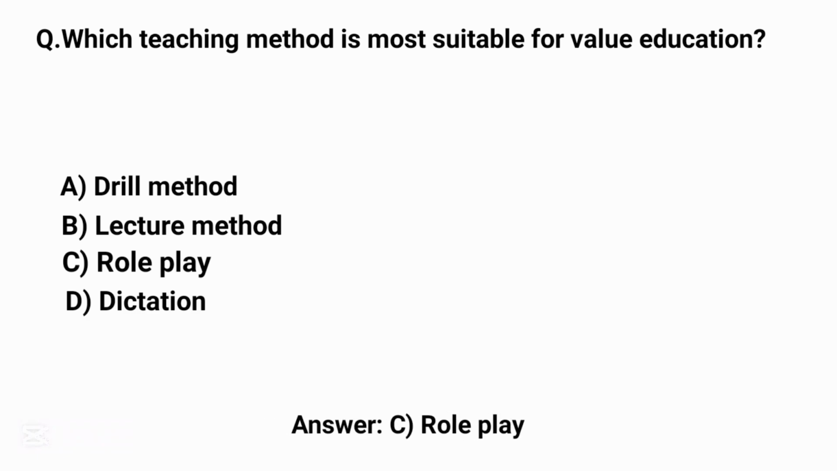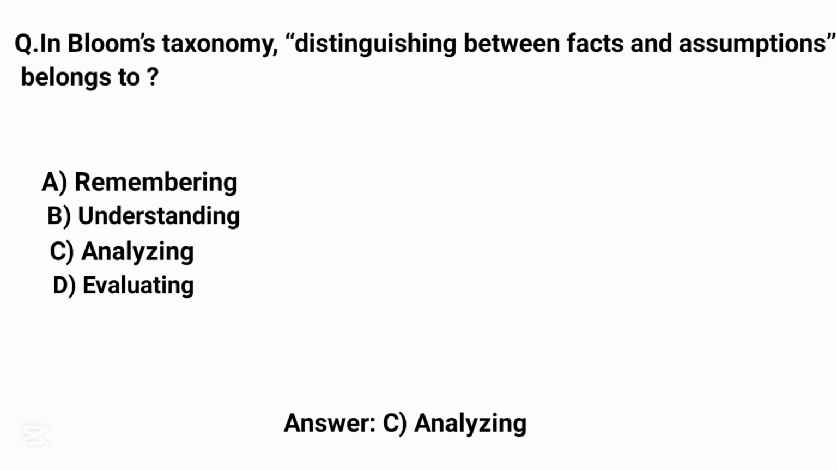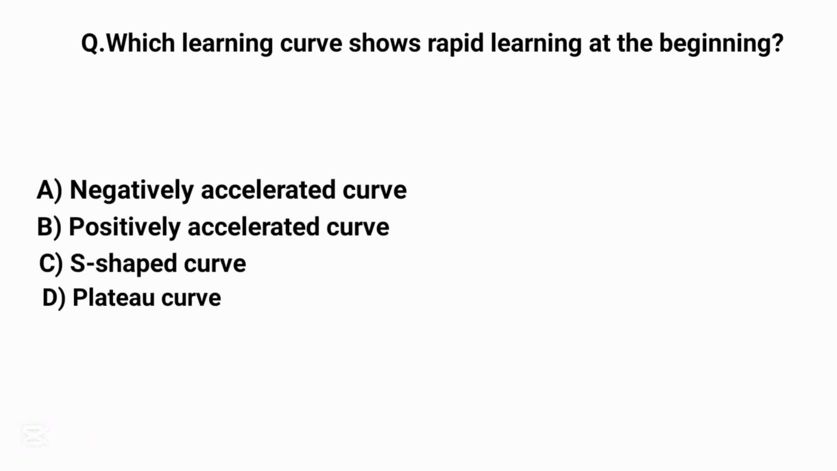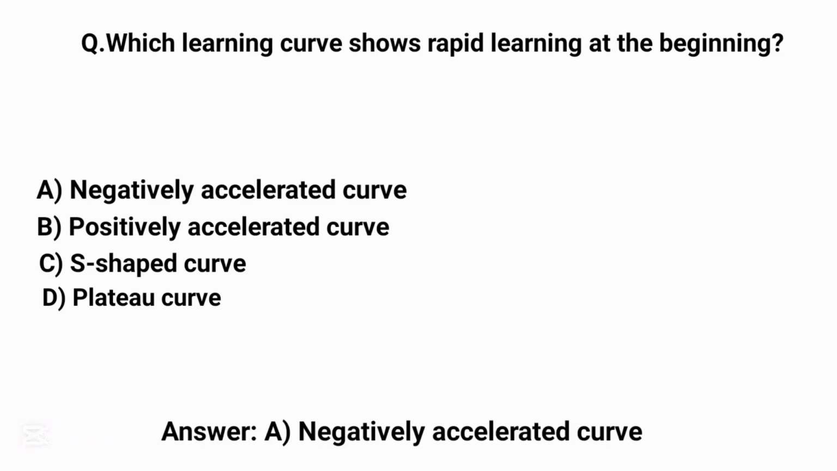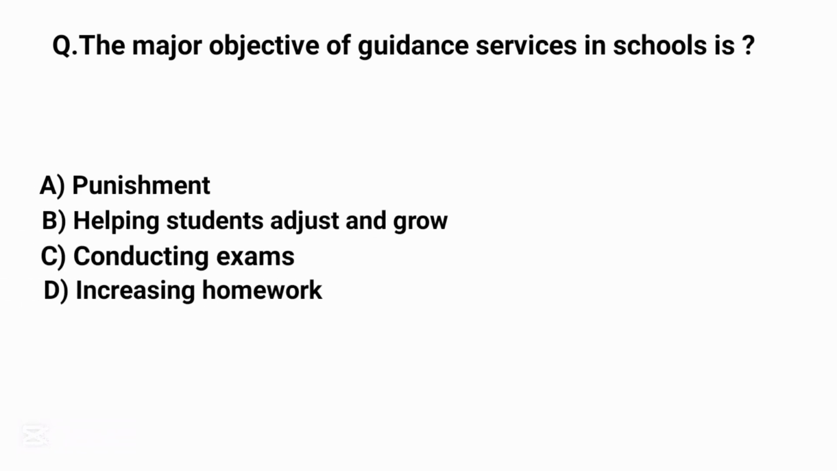Role play. In Bloom's taxonomy, distinguishing between facts and assumptions belongs to. Correct answer is option C. Analyzing. Which learning curve shows rapid learning at the beginning? Correct answer is option A. Negatively accelerated curve. The major objective of guidance service in schools is. Correct answer is option B.